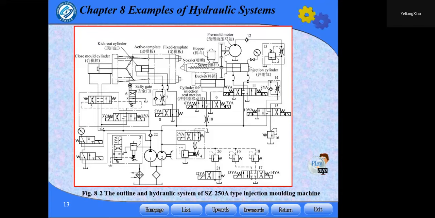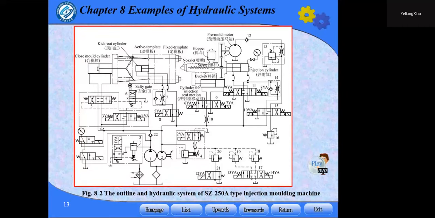Then we can do injection. The injection screw injects the plastic melt in the front part of the barrel into the mold chamber. It experiences two stages, such as injecting slow and quickly. Why is the injection slow?